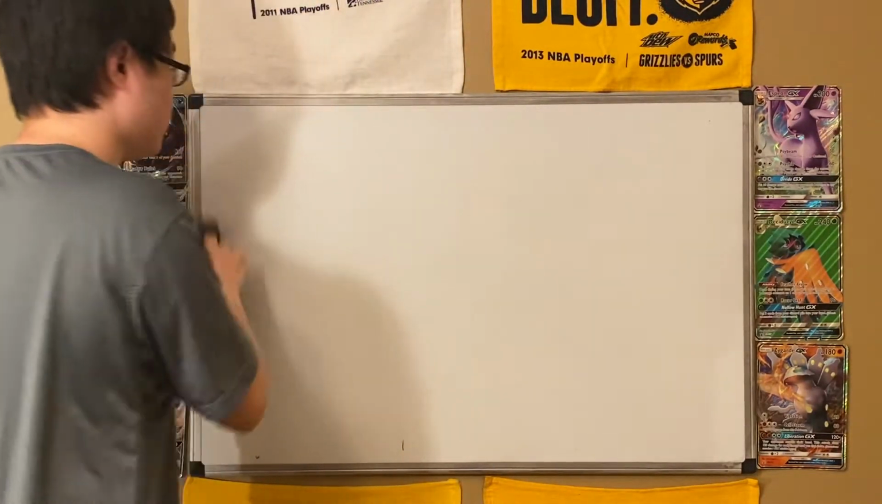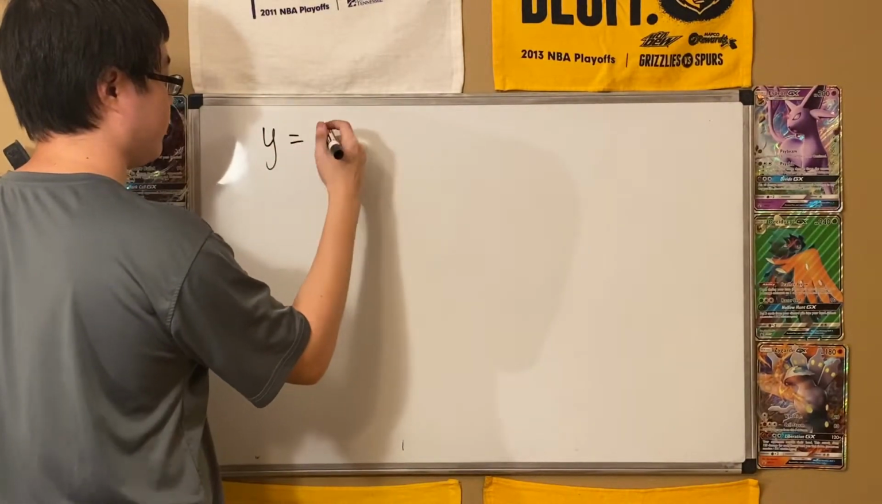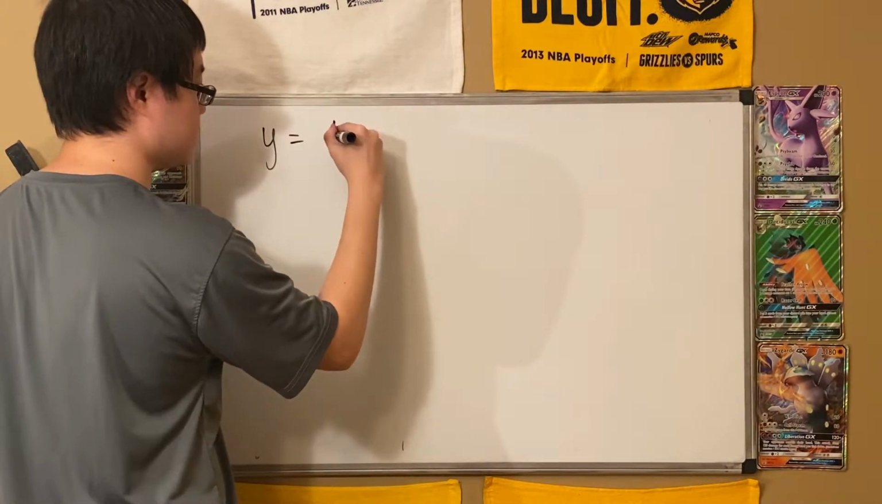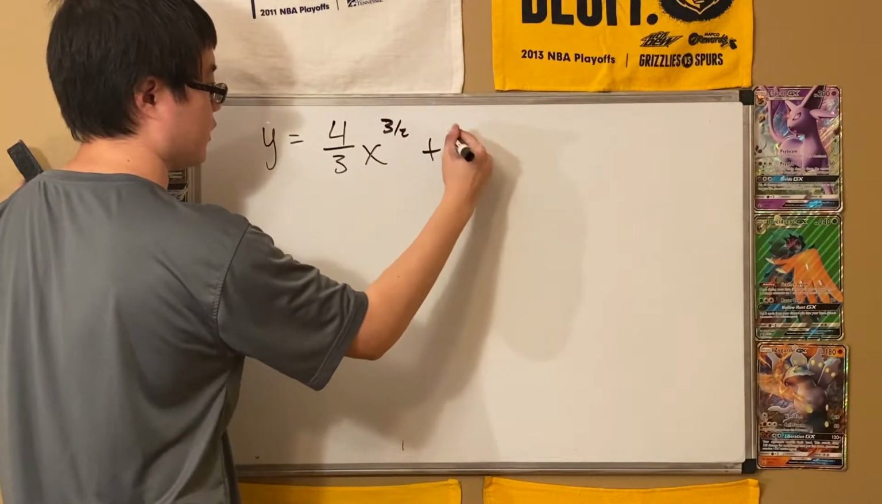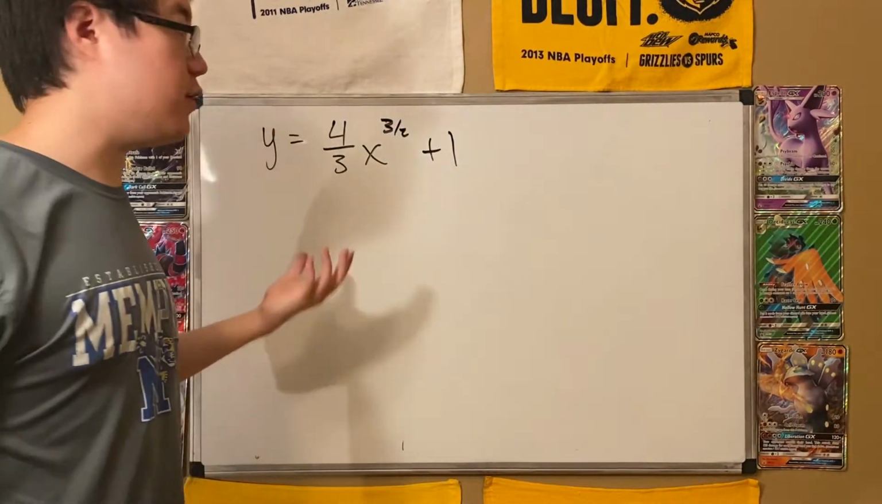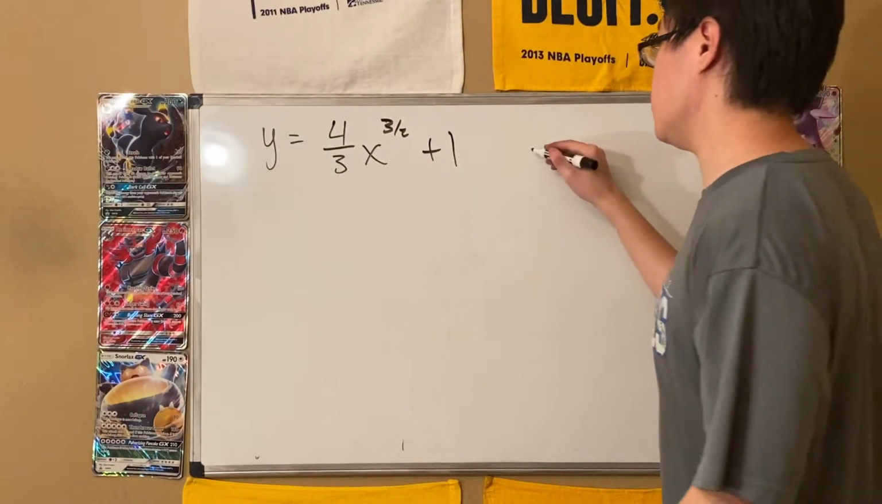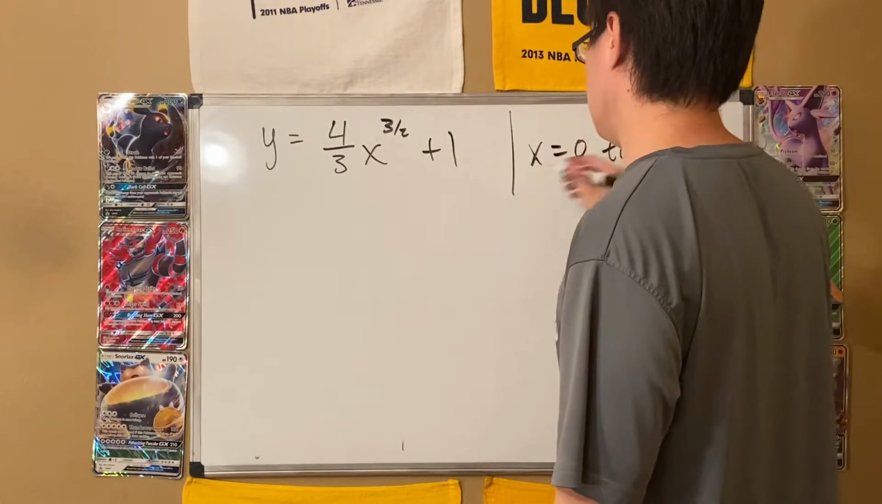And we're going to go back to y's and x's because I'm more used to that. We're going to have the function, let's do 4/3 x to the 3/2 plus 1. And what we're trying to do is find the arc length of this function, meaning the length of this function from x equals 0 to x equals 2. So this is going to be my guy.